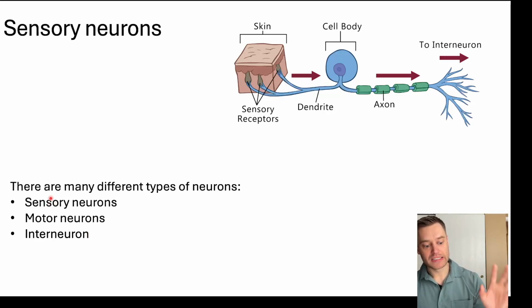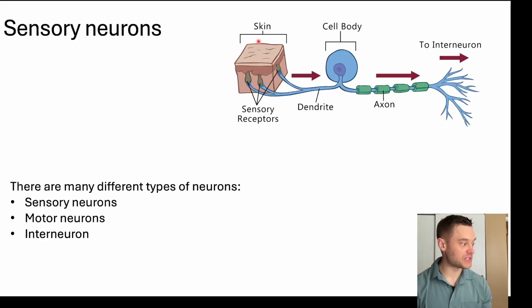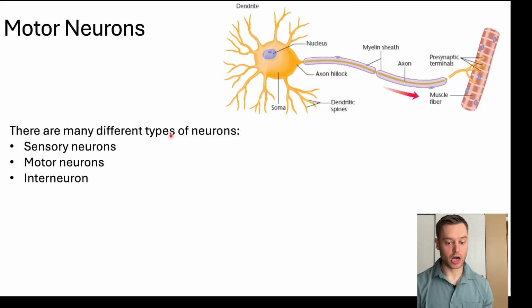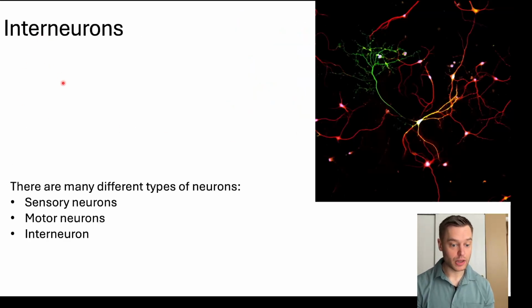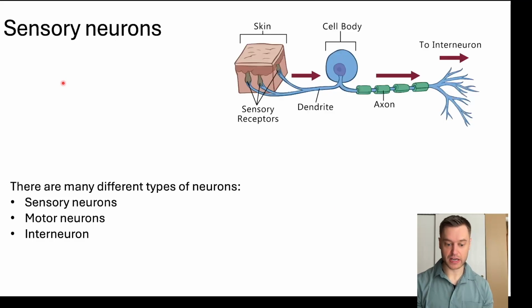So there are sensory neurons that are picking up information about the world in your sense organs, right? We have motor neurons, which are telling your muscular system to move as a result of the sensory information that was communicated to your brain through interneurons, okay?